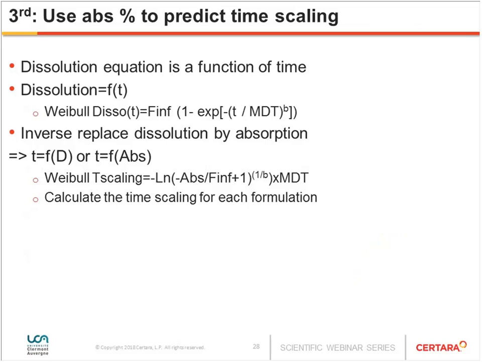So I now have to predict my time scaling. That means calculating which time in vitro corresponds to the various percent absorbed. I have the percent absorbed from my Wagner-Nelson. So what I have to use is the inverse of my dissolution function, the inverse of the Weibull function, and put the percent absorbed inside, instead of the quantity dissolved. You have it just at the bottom of this slide.